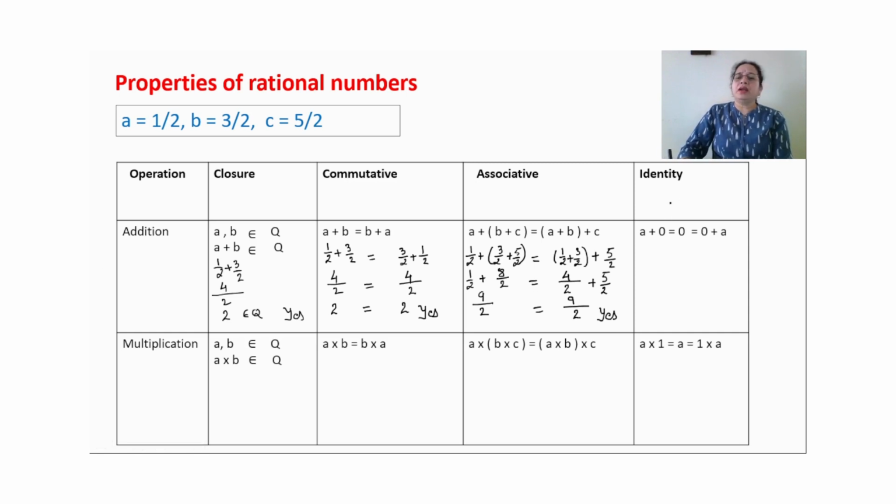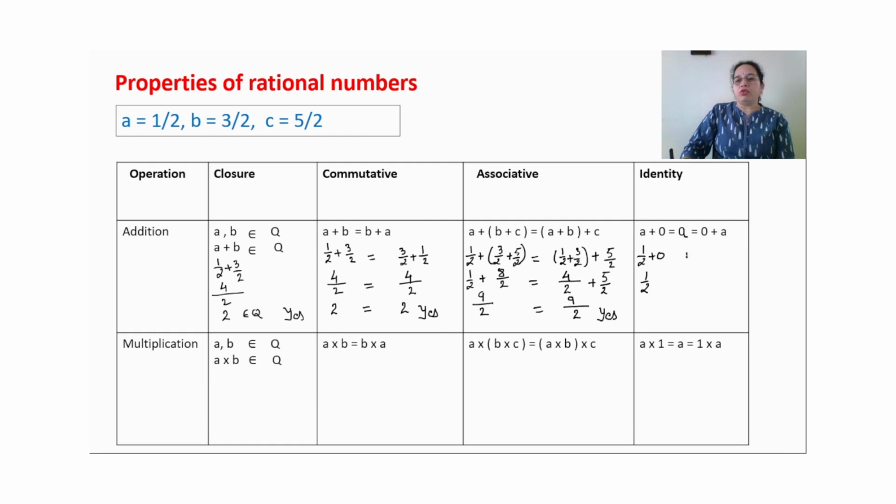Now identity, which is the additive identity, always we take 0. What does it mean? If we add 0 to any number, your answer should be the same number, and if you change the order, then also your answer should be the same. Okay, let us try. So value of A is 1 by 2 plus 0 will give you 1 by 2. Okay, sorry, it should be A, this should not be 0, this should be A.